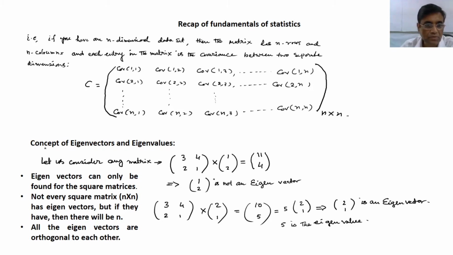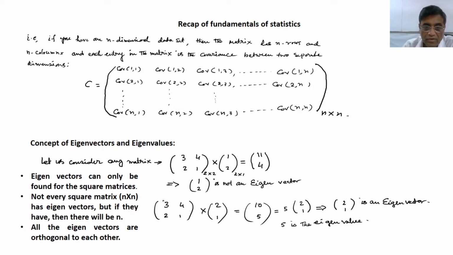Now, just brush up your concept of eigenvectors and eigenvalues. Let us consider a simple matrix [3, 4; 2, 1], and I am multiplying it by a vector [1, 2]. That is a 2 cross 2 matrix times a 2 cross 1 matrix. A column matrix is also called a vector. This is matrix multiplication, and I am getting [11, 4]: 3 plus 8 is 11, 2 plus 2 is 4. So [1, 2] is not an eigenvector.